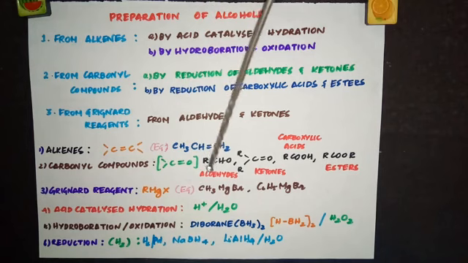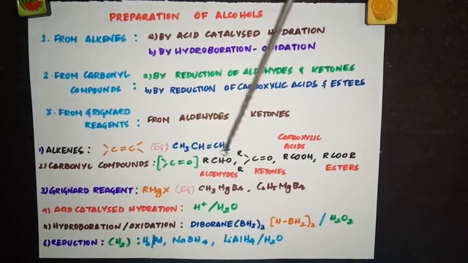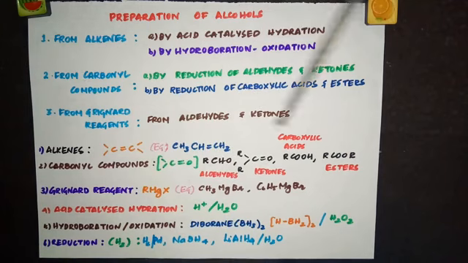So first let's take aldehydes. The functional group for aldehyde is CHO. How can you write CHO the other way? C double bond O H, and the other side R. So C double bond O is present, so it is a carbonyl compound. What is R? It is an alkyl part. It can be methyl, ethyl, propyl, anything.